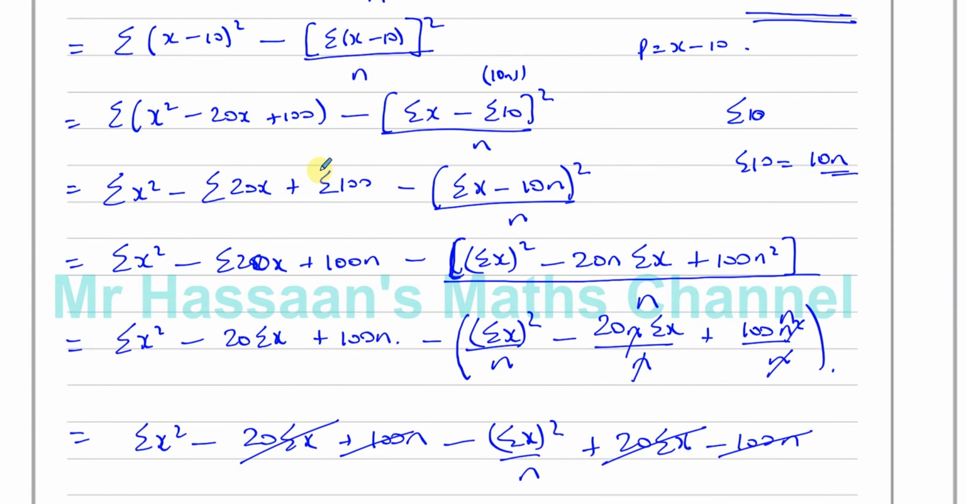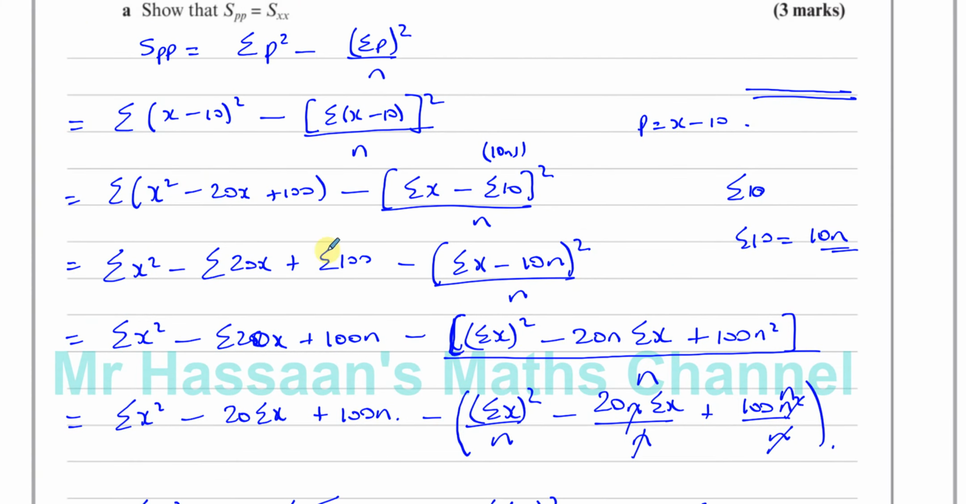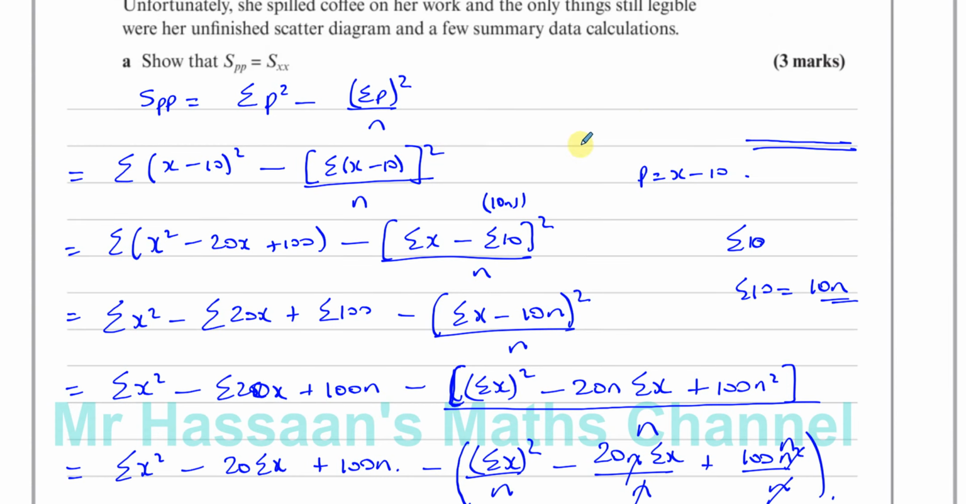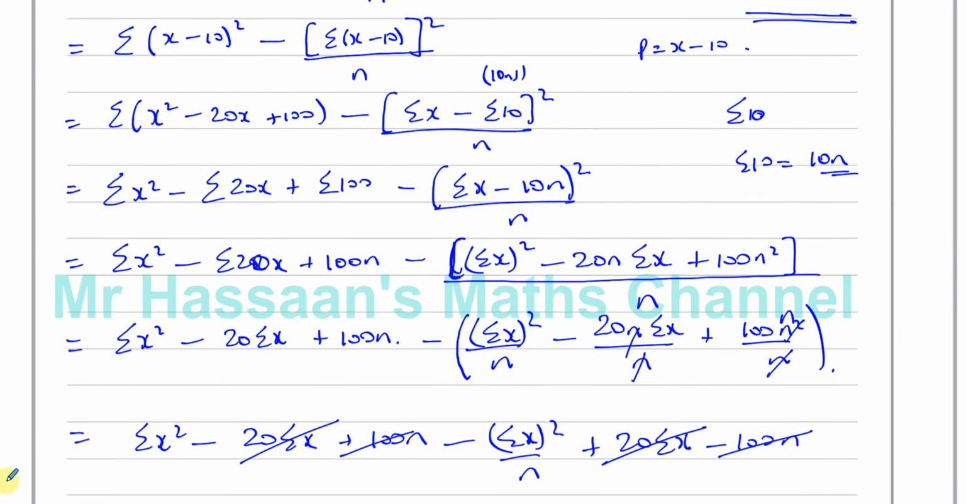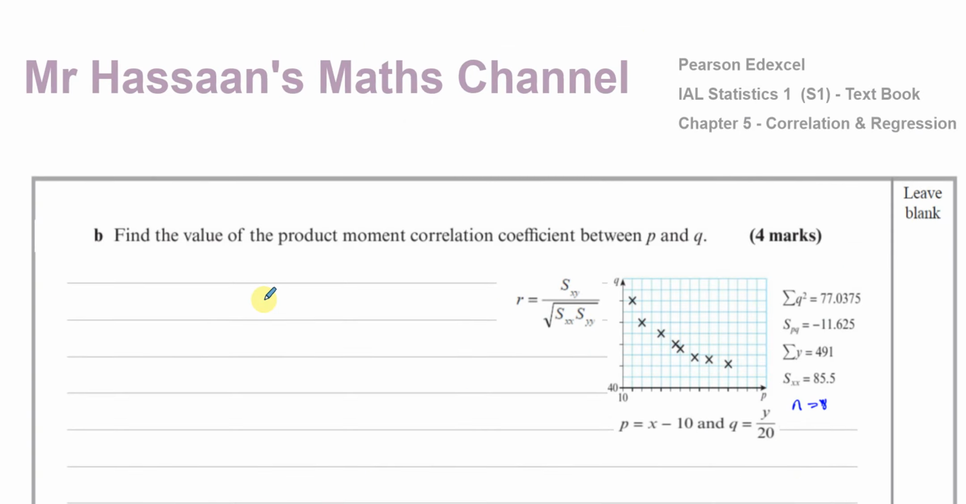But we dealt with how to manipulate this using certain laws of how to deal with the sigma symbol. So if you have something like the sum of 100, it's like 100 times the number of times you have to add it together. So that's n here. All right, so now let's go on to part B.